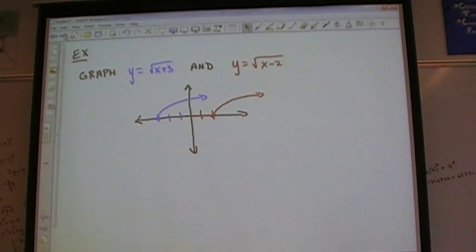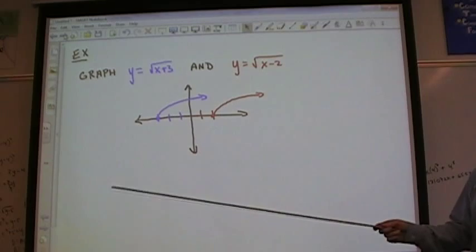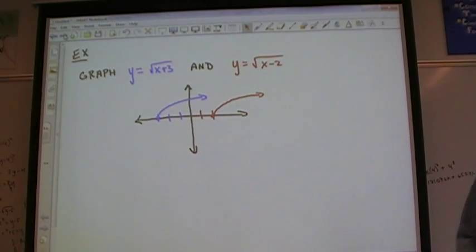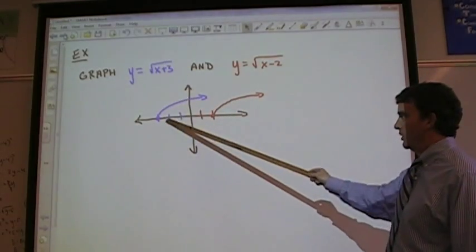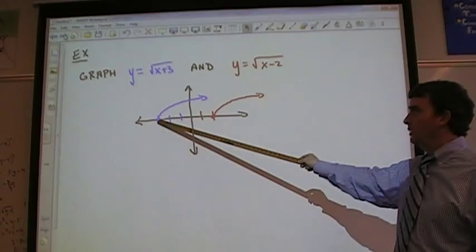Right here, y equals square root of x plus 3. Now be careful here. This is just like we were doing absolute values. Whatever makes the middle 0 is the way you translate it. So what's going to make your middle 0 here? Negative 3. So that's why I moved back 3.